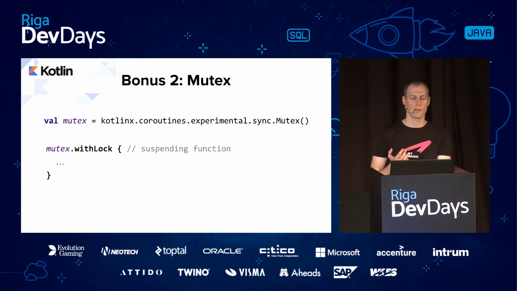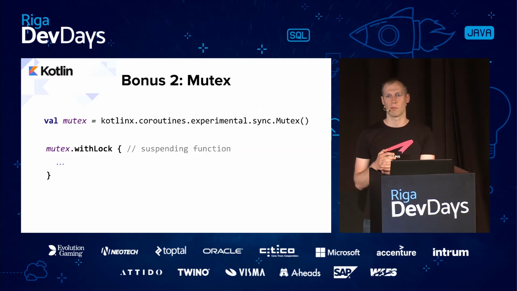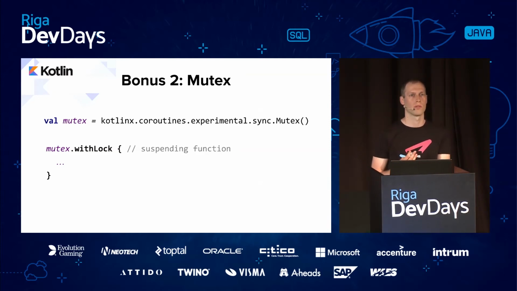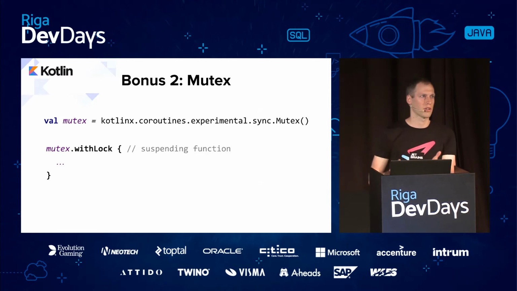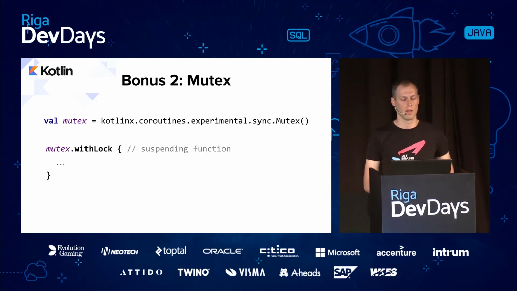The difference from the standard library is that this mutex has a lock function, which is suspendable. So you no longer block the thread in which you are waiting for the mutex, but you suspend the computation and then resume it when the mutex is released.